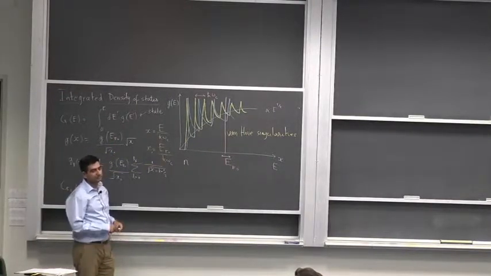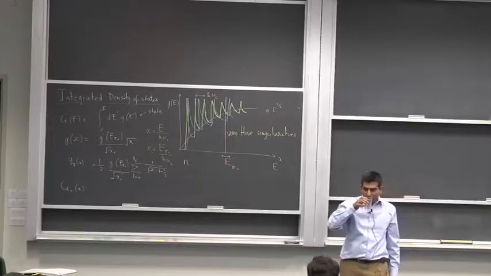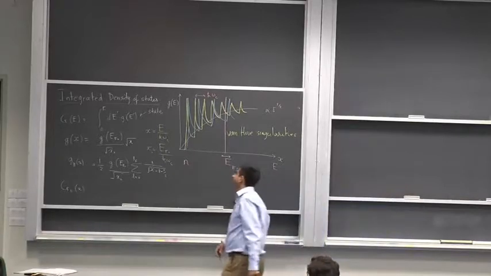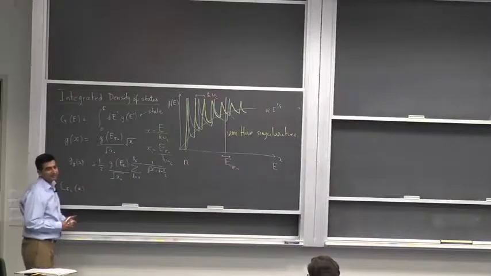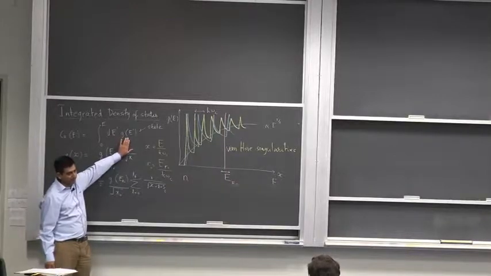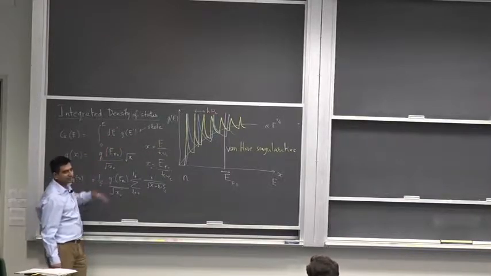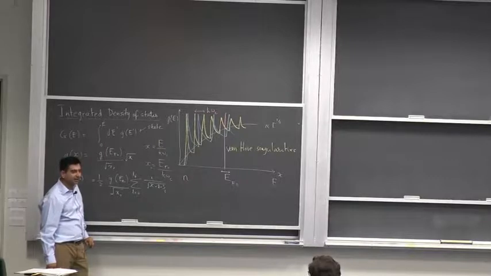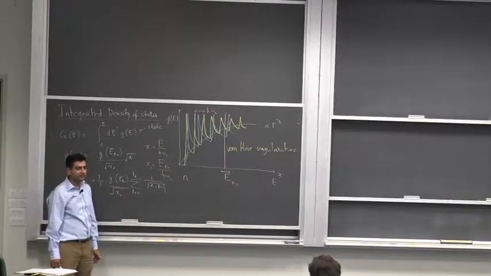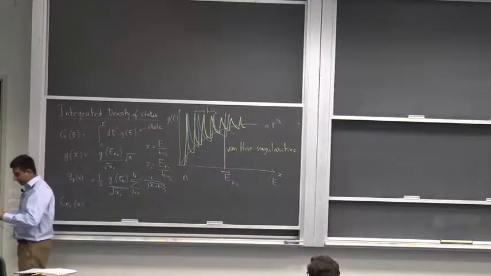Sir, but I have still not understood what the function capital G of E represents. Do you understand what small g represents? So small g is the number of states per unit volume per unit energy. You multiply this with energy and integrate over all energies, you get the total number of states per unit volume up to energy E. So up to energy E, how many states exist? Which are placeholders for electrons. And electrons can go into these states.